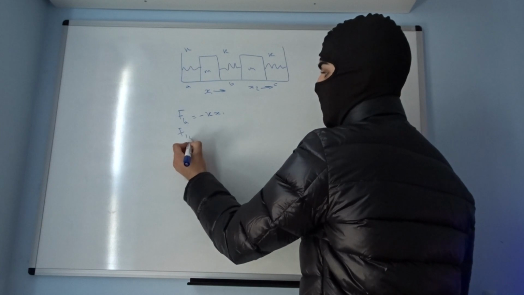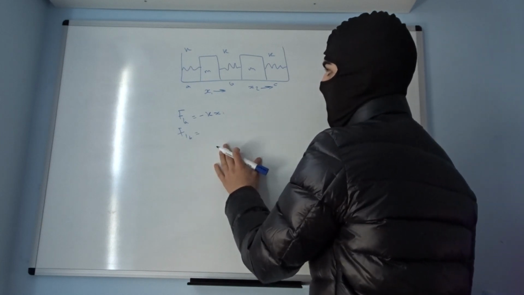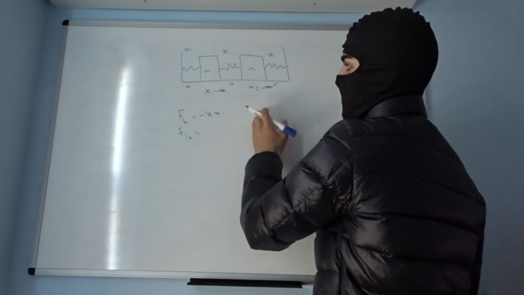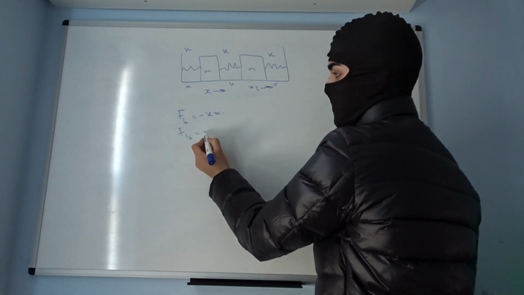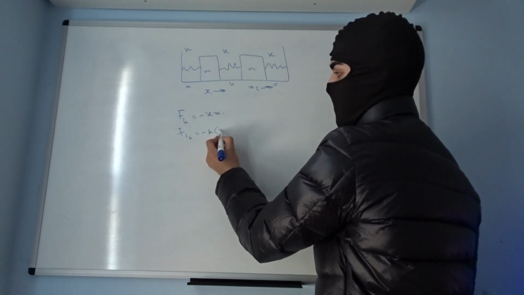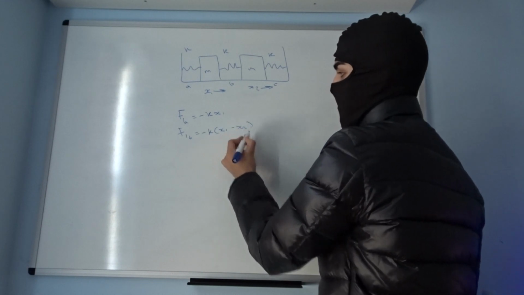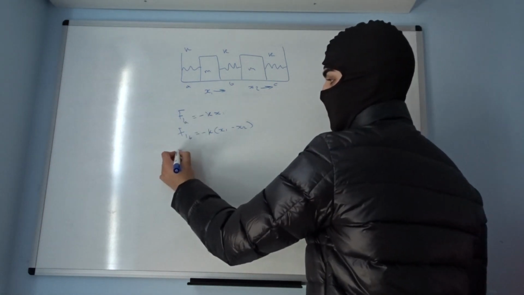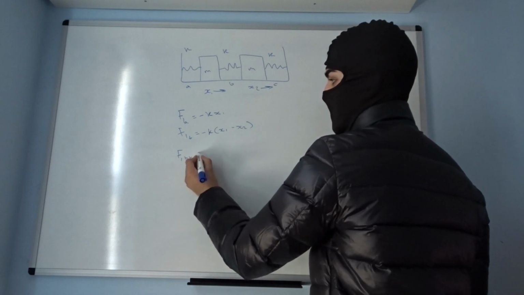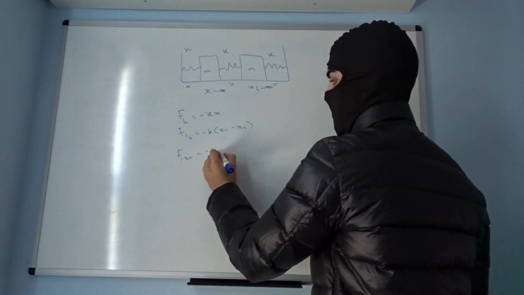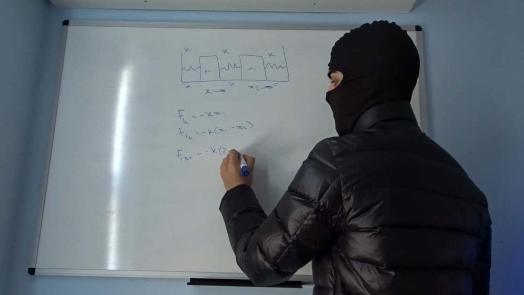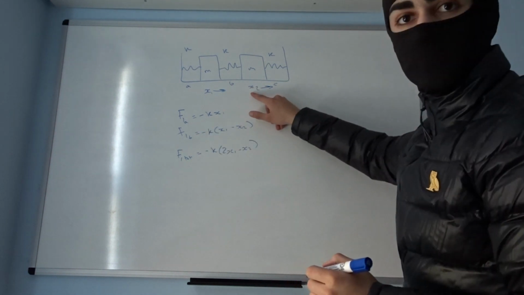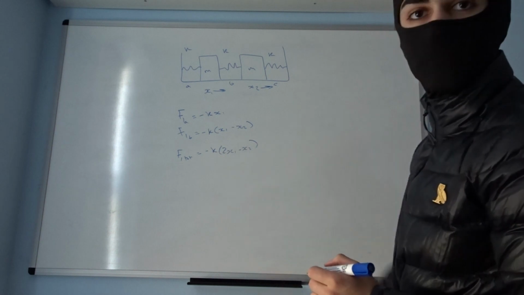And F1 B is going to depend, because when this is stretched, this is compressed. So it's going to relate to the displacement of x2 as well. It's going to be minus K (x1 minus x2). Then the total force is just going to be these two added up. So F1 total is going to be minus K (2x1 minus x2).